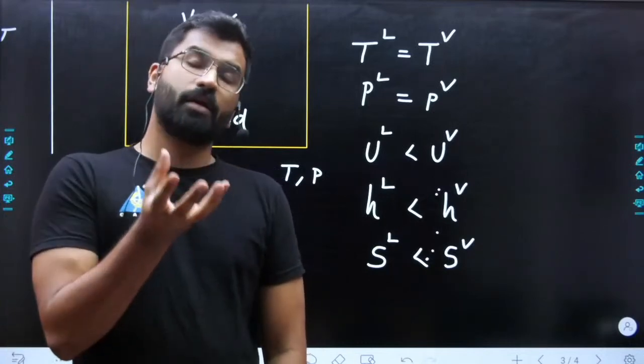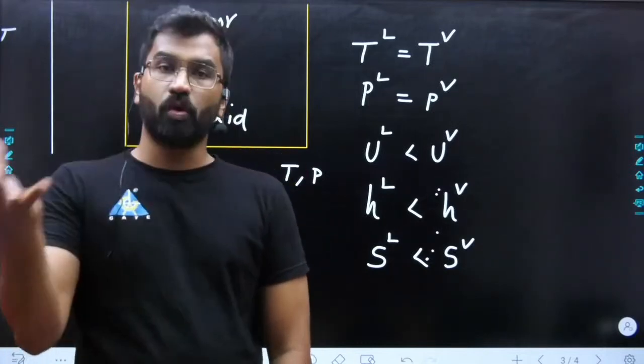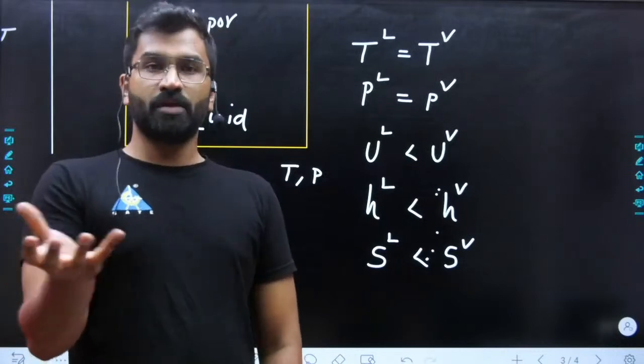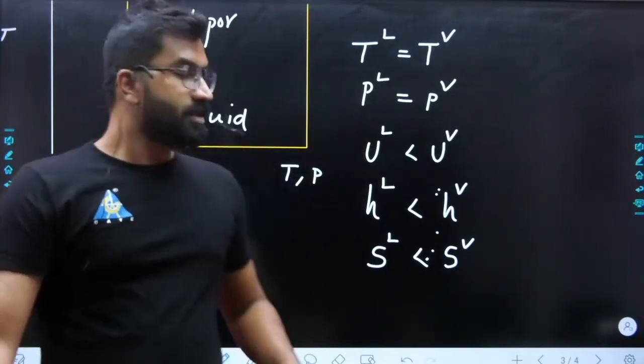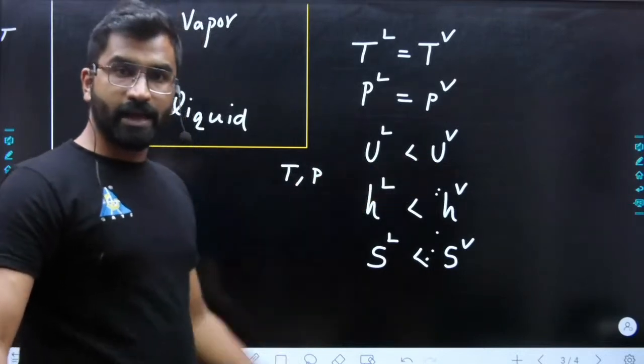Why? Because the enthalpy of that system is more, because it has more vapor. So more vapor मतलब क्या है? More heat content होगा ना. ठीक है? So आपका internal energy same नहीं होगा.